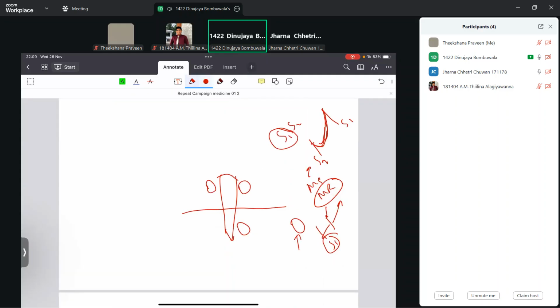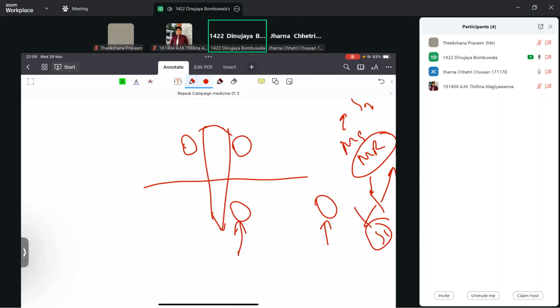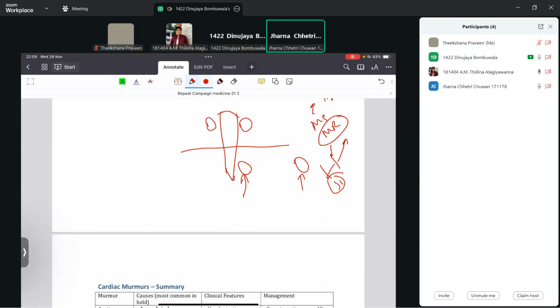So here, at the lower left sternal edge, what are the important murmurs? VSD gives a pansystolic murmur, usually with a thrill. What else? AR. What is the type of murmur? Early diastolic murmur.